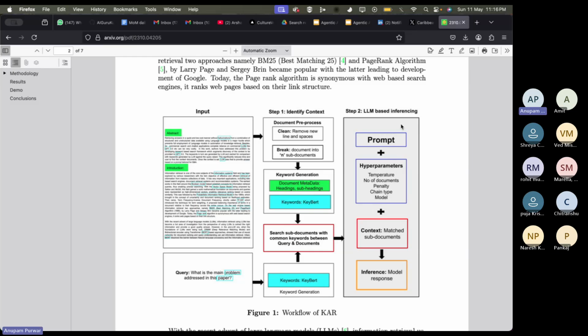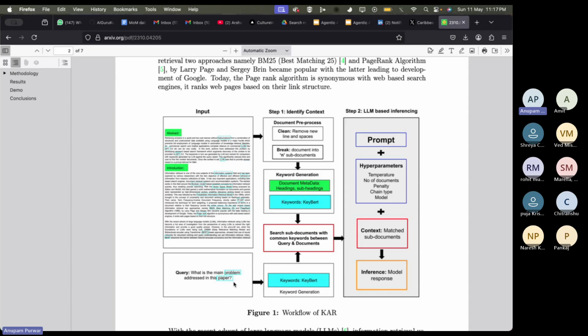Those keywords are highlighted here in light blue boxes. So suppose this is your input document, and all the keywords in this input document are marked by these light blue boxes. And this is your query. All the important keywords in this query are also marked here.